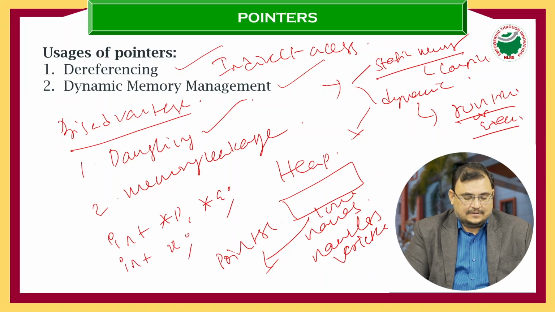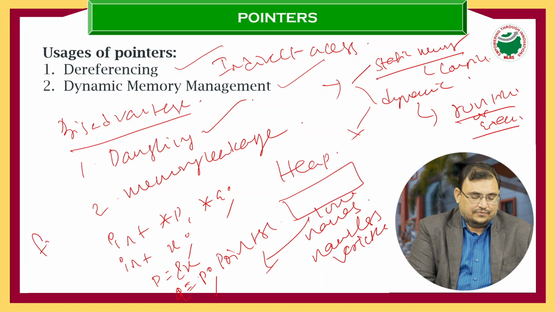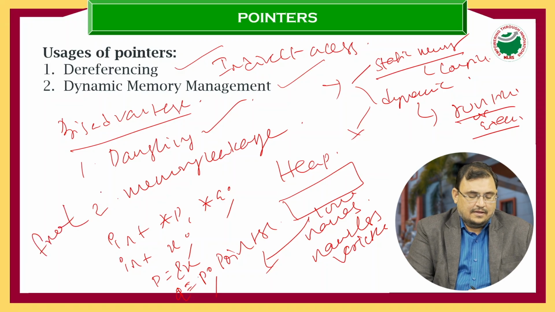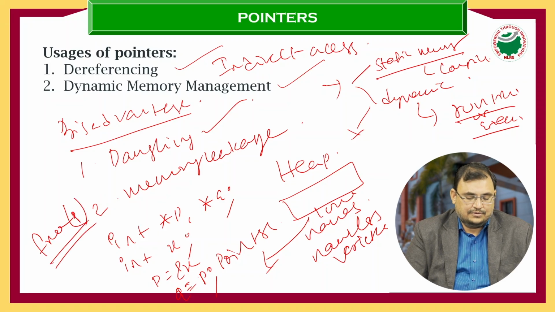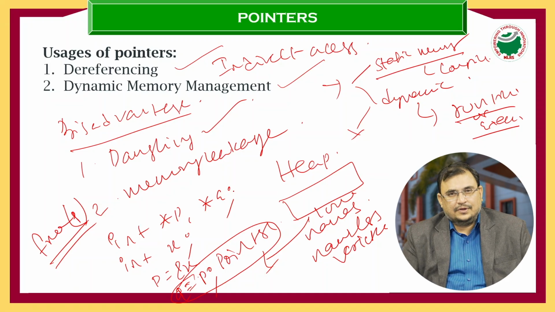So what happens here? You assign p equal to &x and q assigned with p. And then, you free using the free function, you are deallocating the memory occupied by p, but q is pointing to the same memory. So now q becomes a dangling pointer.